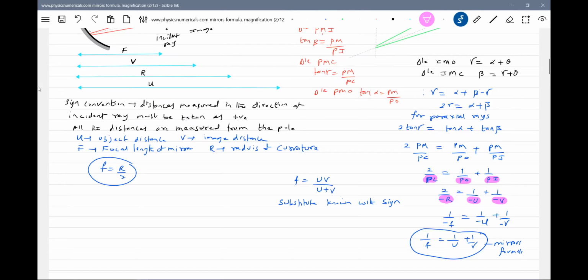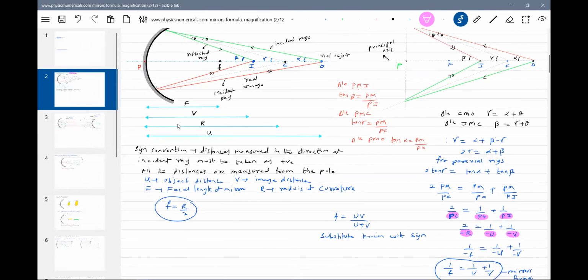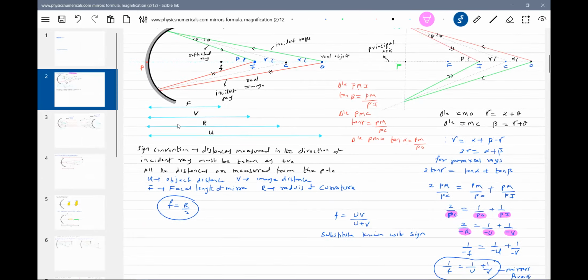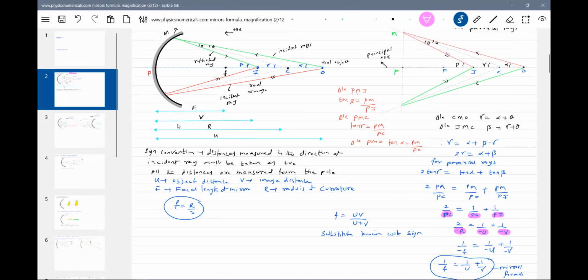See, there are two ways to predict the position of the image. One, the geometrical construction. The other one, this mirror formula. With the help of the mirror formula, what I can do is directly, if I know the focal length of a mirror, and I know where the object is kept, I'll get the position of the image.